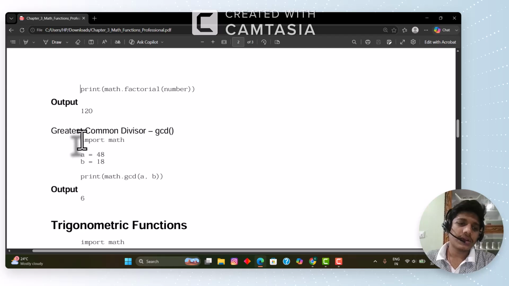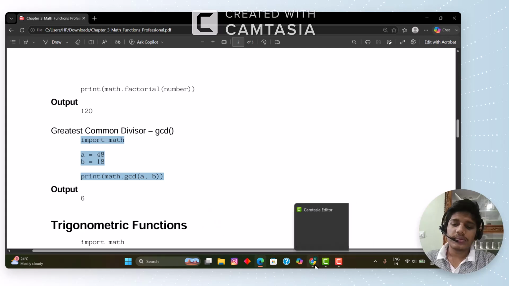After that, GCD, greatest common divisor. And LCM means least common multiplier, something.